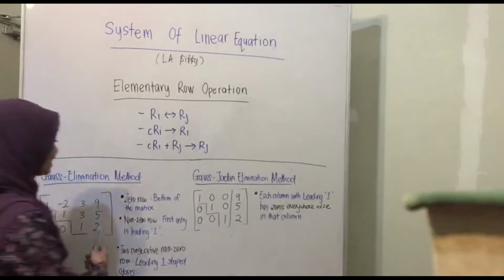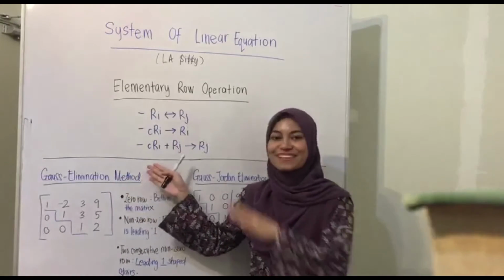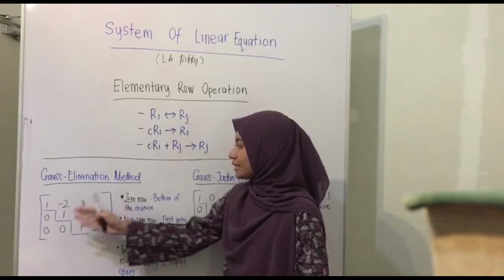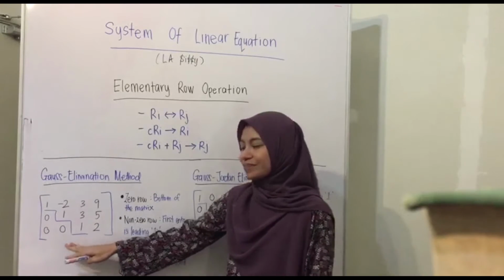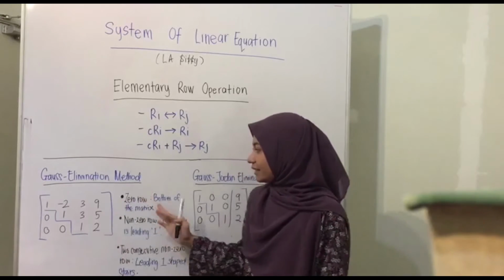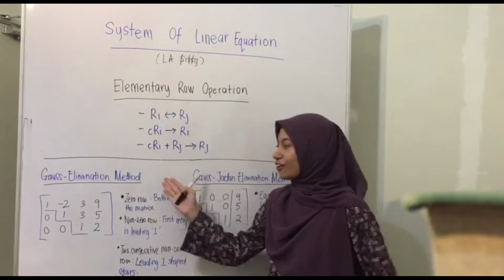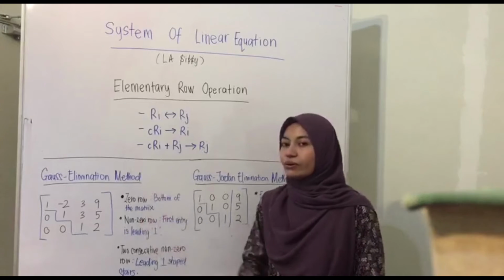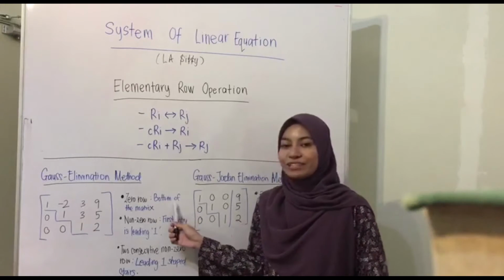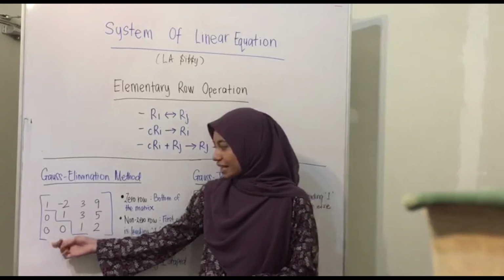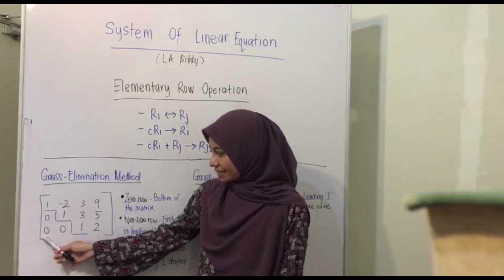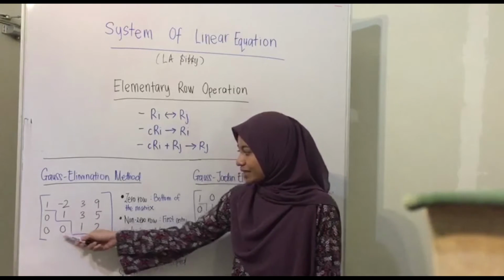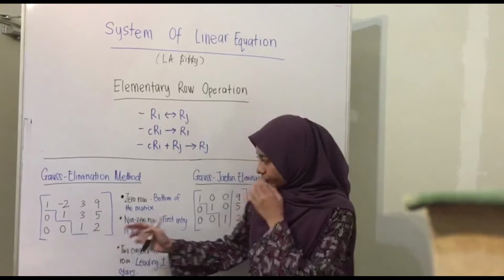So this is the Gauss elimination method that I will explain to you. This is the solution we have solved, and these are the properties of the Gauss elimination method. The first property is that the zero row must be placed at the bottom of the matrix, which is this one. You can see that this is the zero row.